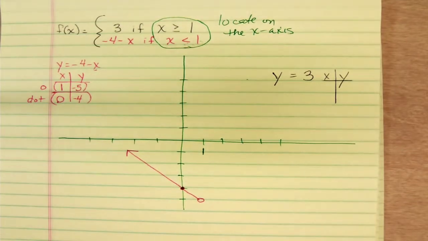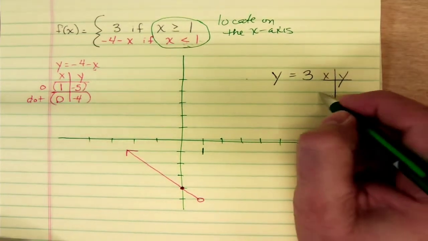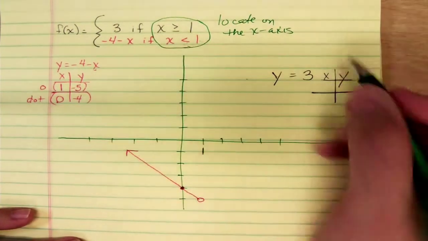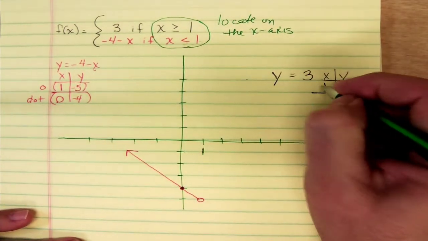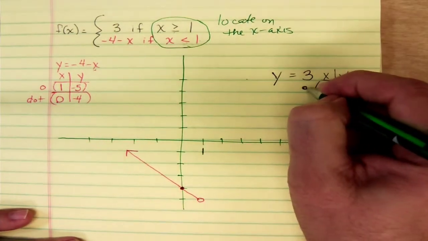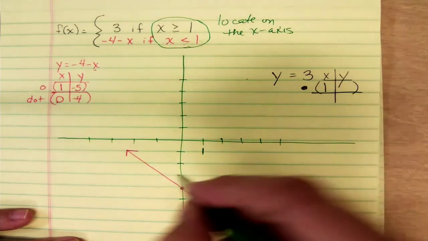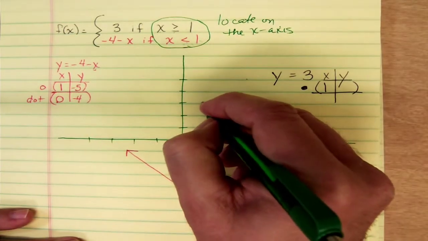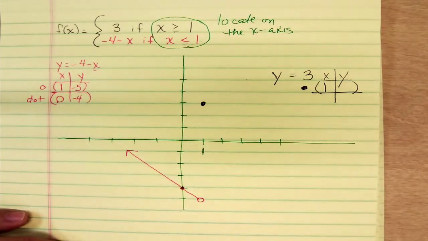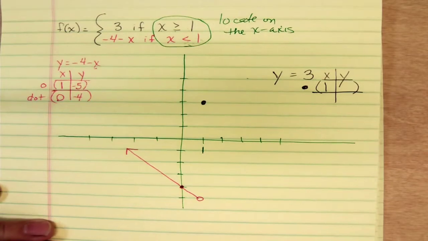Now, for y equals 3, I'll look up here, and 1 is a cut point. Since there's an equal sign on it, this is going to be a closed circle. So over 1, up 3, closed circle. Probably at this point we've already done enough to choose an answer A, B, C, D, but I want to graph it completely.